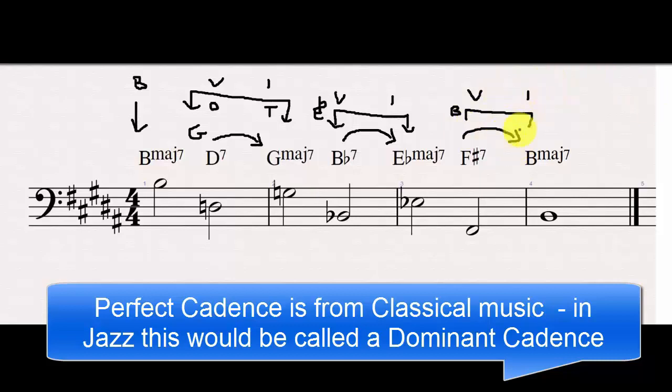So these cadences, what are these cadences called? Well, all these cadences are called dominant. Dominant.